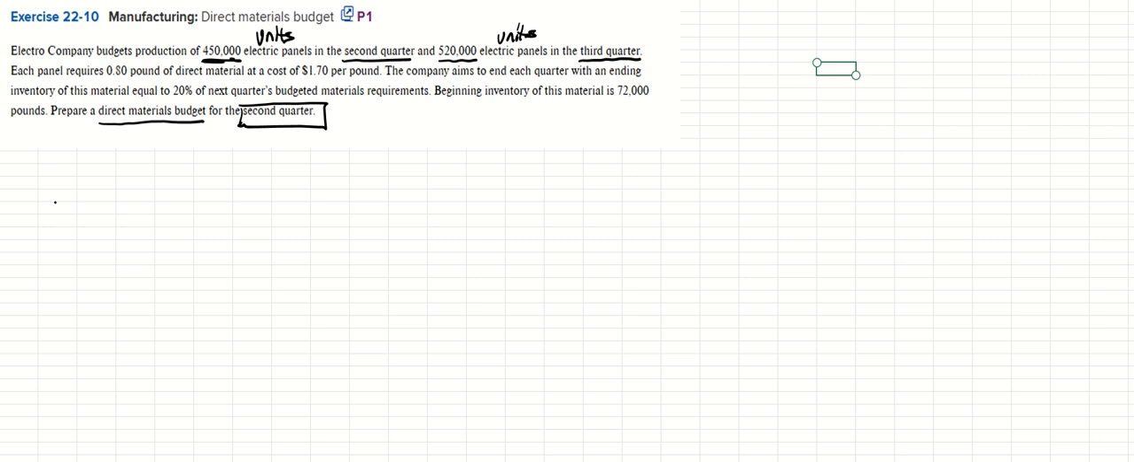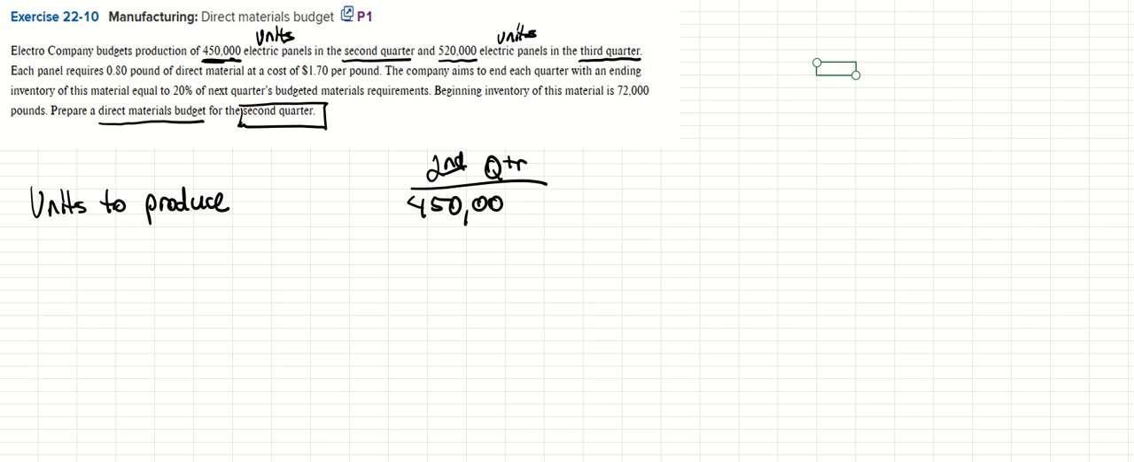All right, so second quarter it is. The first thing we need to bring in is the number of units that need to be produced. So I'm going to put on here units to produce, and that's going to be 450,000 units. That's provided to us, budgeted for the second quarter. I'm going to put units so that we understand it's units that we have to complete.